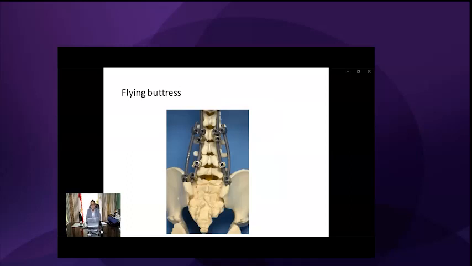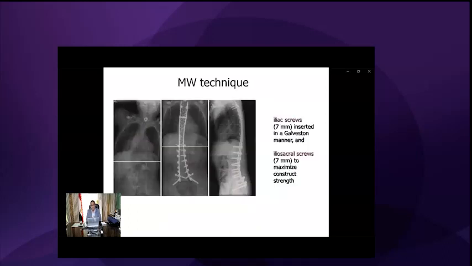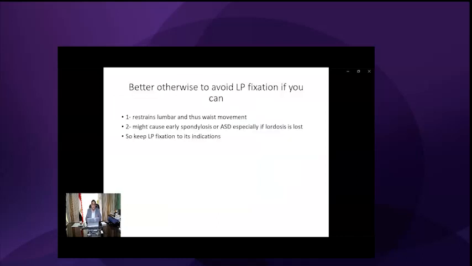It's called the MW technique. But the problem is that it restrains all this lumbopelvic fixation. It restrains the waist movement and might cause early spondylosis or adjacent segment degeneration, especially if the lordosis is not well kept, which is the case in most of this lumbopelvic fixation. So we will keep the lumbopelvic fixation to its indication, which is lumbopelvic dissociation.